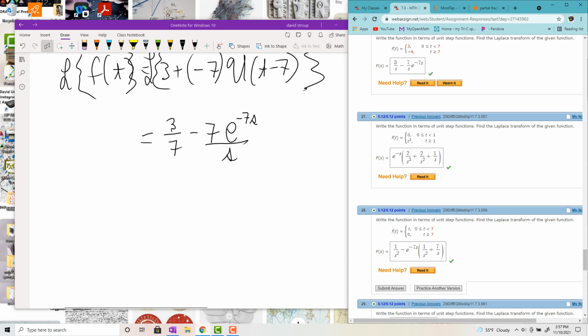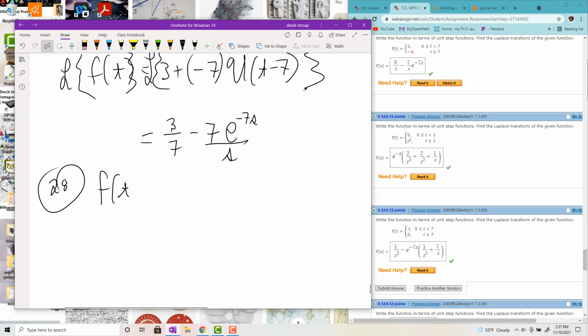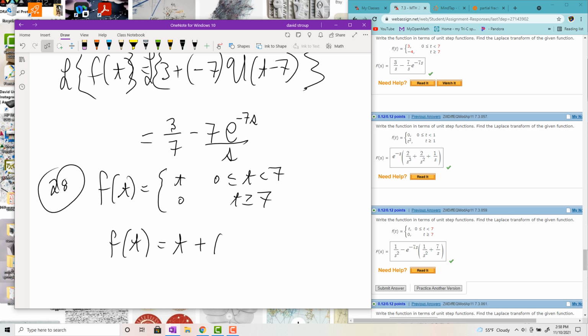Let's try number 28. So I have f of t equals t and 0, 0 less than or equal to t less than 7, and then for t greater than or equal to 7. So at first I want the t part turned on plus something that's not on yet. And then at 7 I want t plus, well, basically negative t, right? So I'll turn on the negative t at 7.